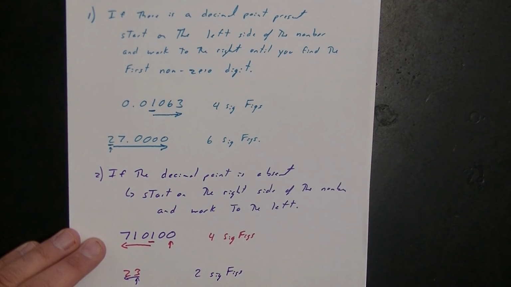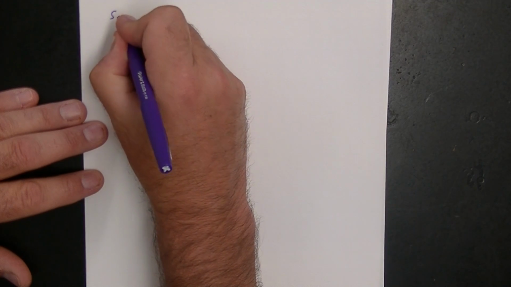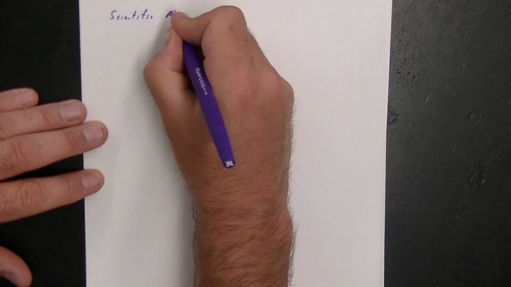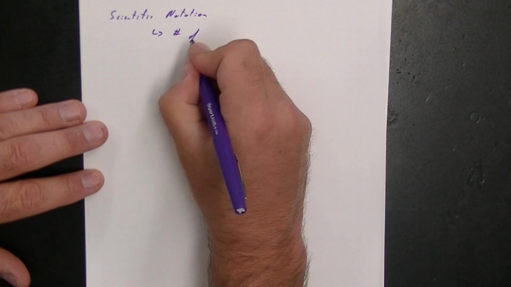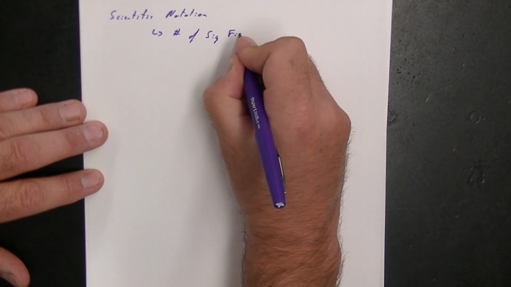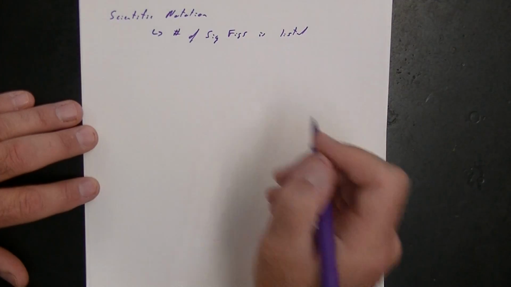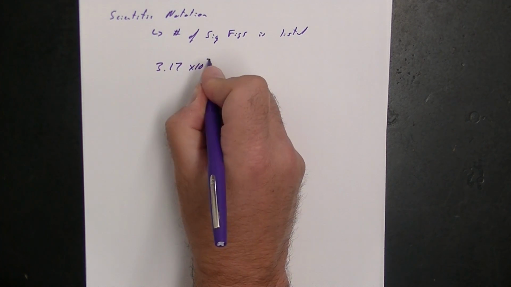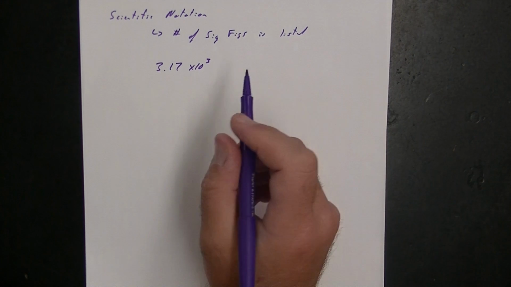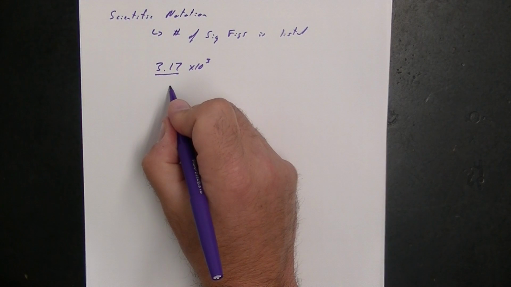All right. Let's deal with scientific notation real quick. In scientific notation, the number of sig figs is listed. So let's say that we have a number of 3.17 times 10 to the third. These numbers right here are our significant digits, so this would be 3 sig figs.